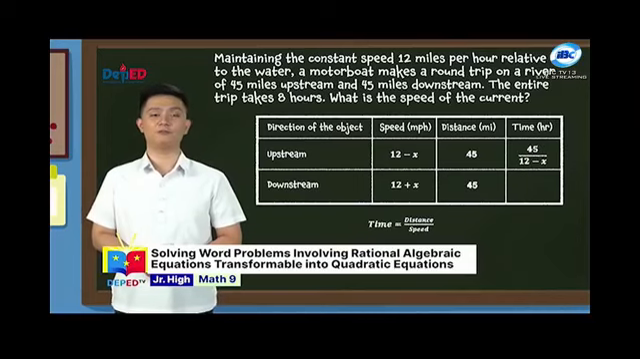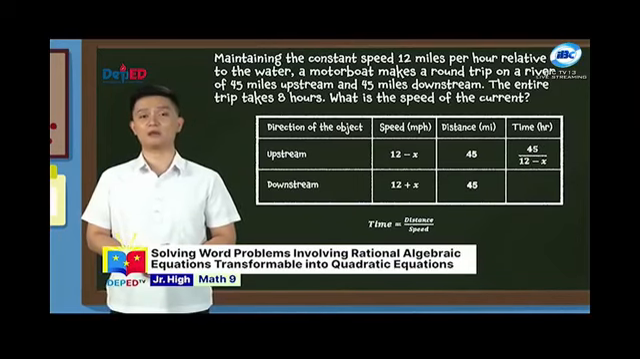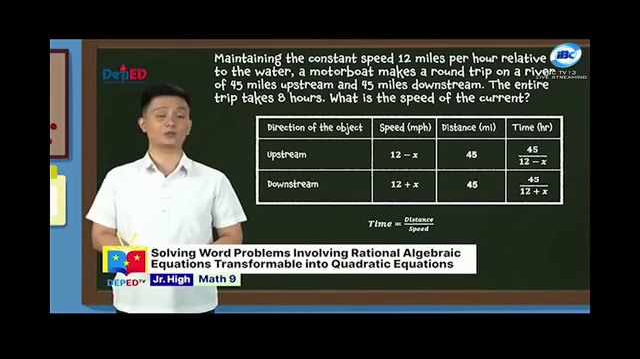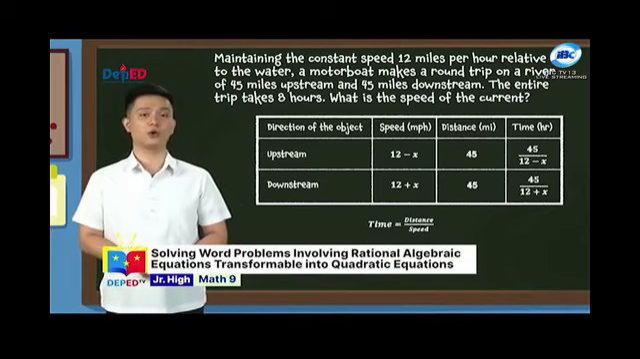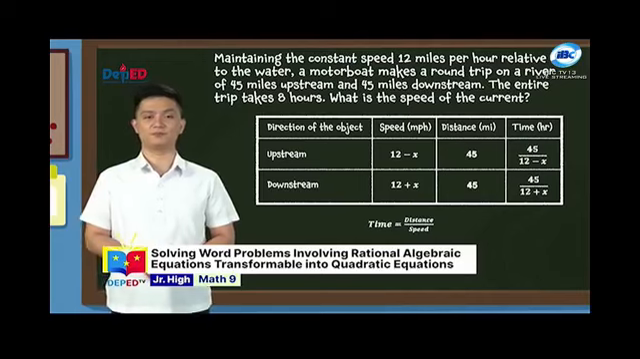45 over 12 minus x represents the amount of time in hours it takes the motorboat to travel upstream, while 45 over 12 plus x represents the amount of time in hours it takes the motorboat to travel downstream. Now, we set up an equation.